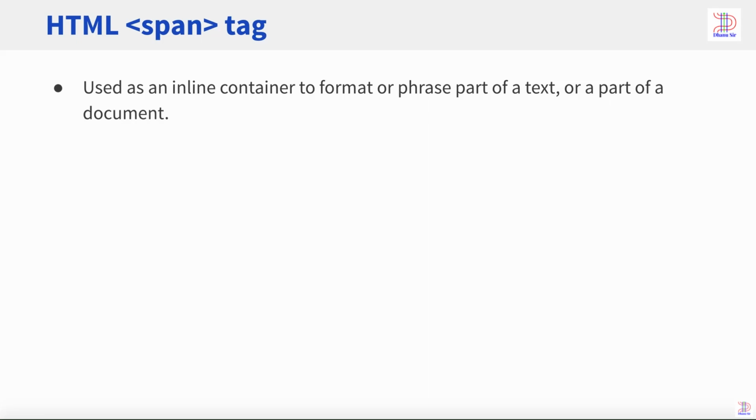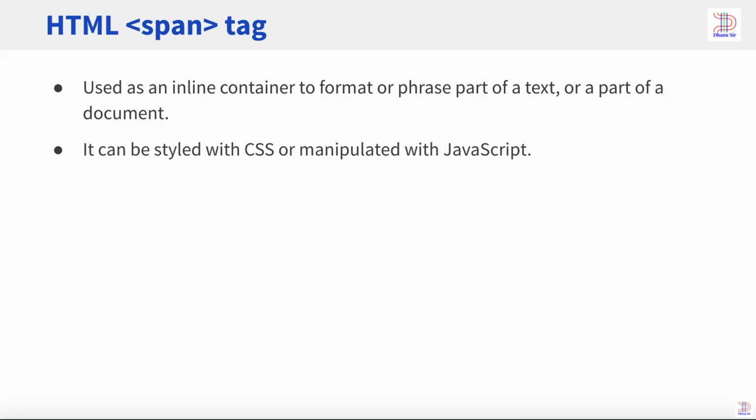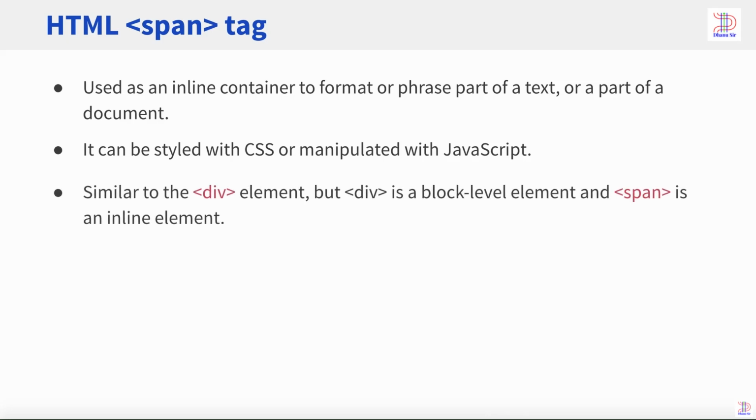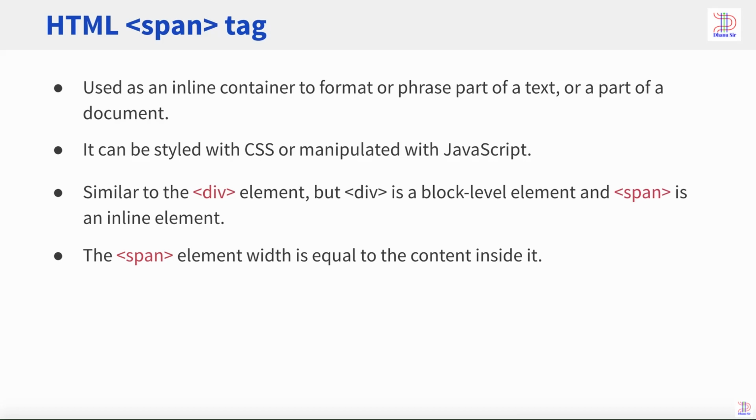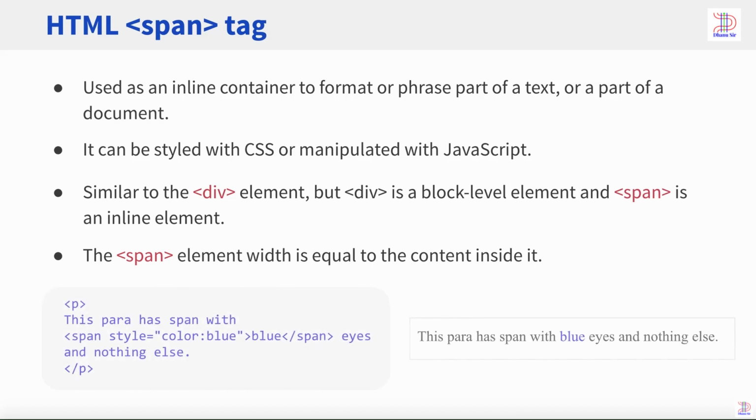HTML span tag. It is actually an inline container to format or phrase some part of the text or part of the document. We can also style the span element using CSS or manipulate it through JS. The difference between span and div is that div is a block element and span is an inline element. We will learn more about inline and block in a later lecture. The width of the span is equal to the content inside it. Example, you can see here I have formatted the word blue using the span element.